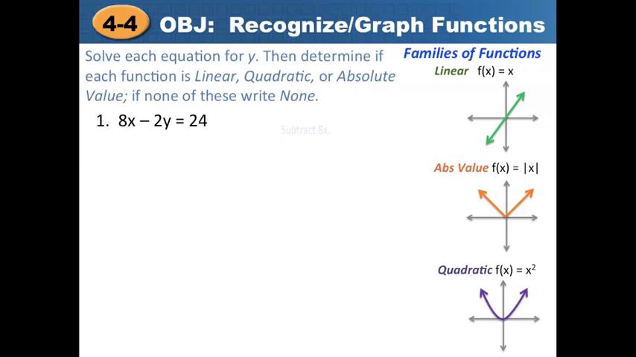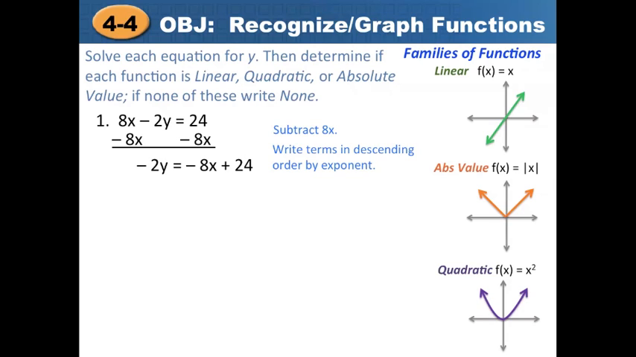So to first solve for y, you'll need to subtract 8x from both sides. Notice 24 and 8x are not like terms. We'll want to write this in slope-intercept form, so put the terms in descending order by the exponents. So negative 8x plus 24. To solve for y, we will now need to divide by negative 2. When you divide by negative 2, every term is divided by negative 2. So we have y equals 4x plus a negative 12, or you can just write y equals 4x minus 12.